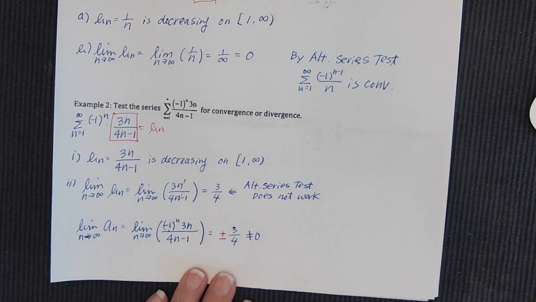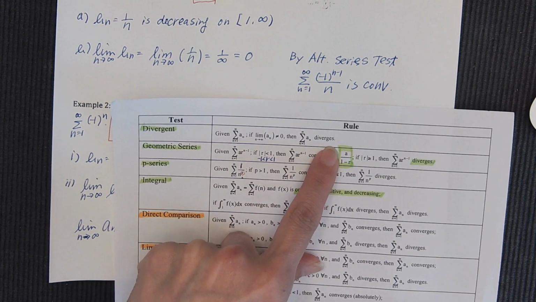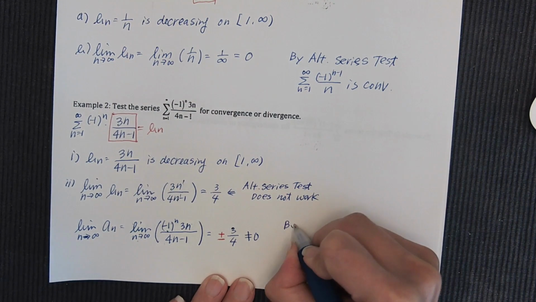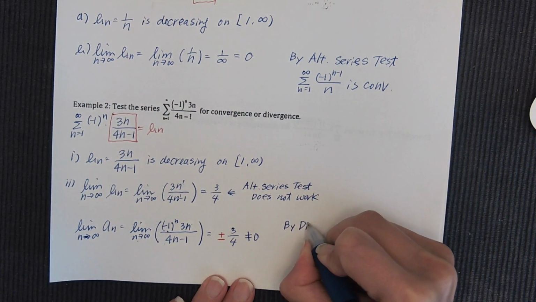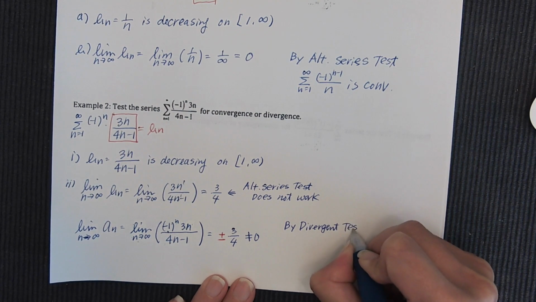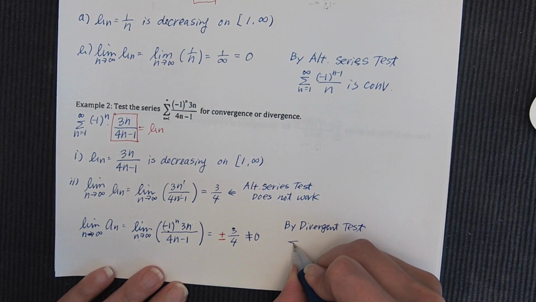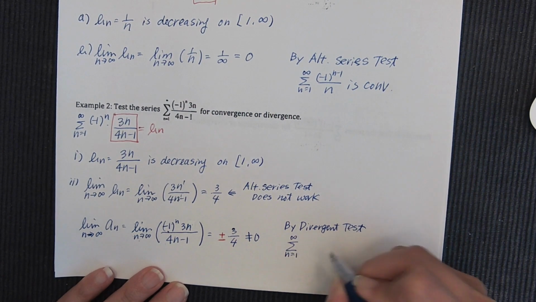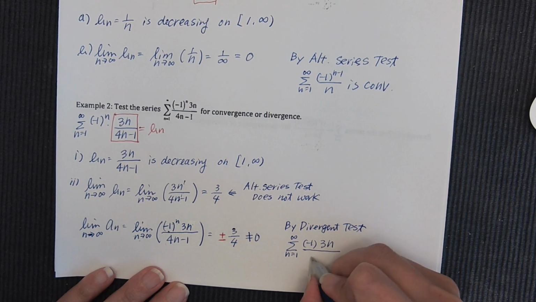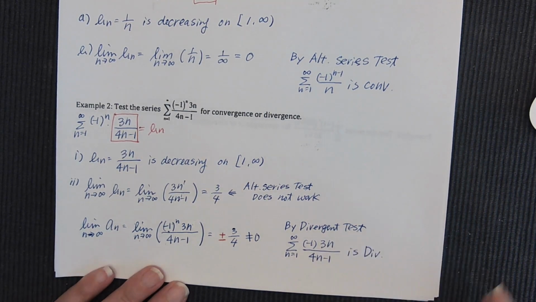So what does the divergent test say? If it is not equal to 0, the answer is it's divergent. So here's what I know: by divergent test, this guy, the sum of negative 1 to the n times 3n over 4n minus 1, is divergent.